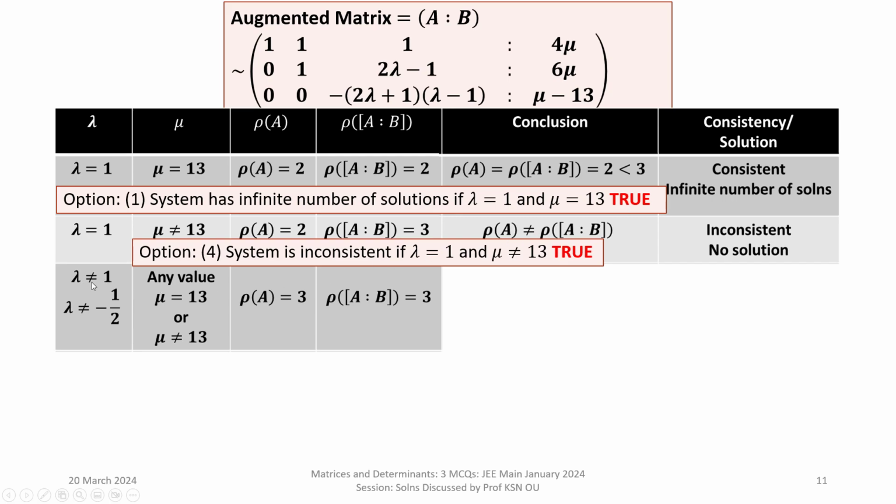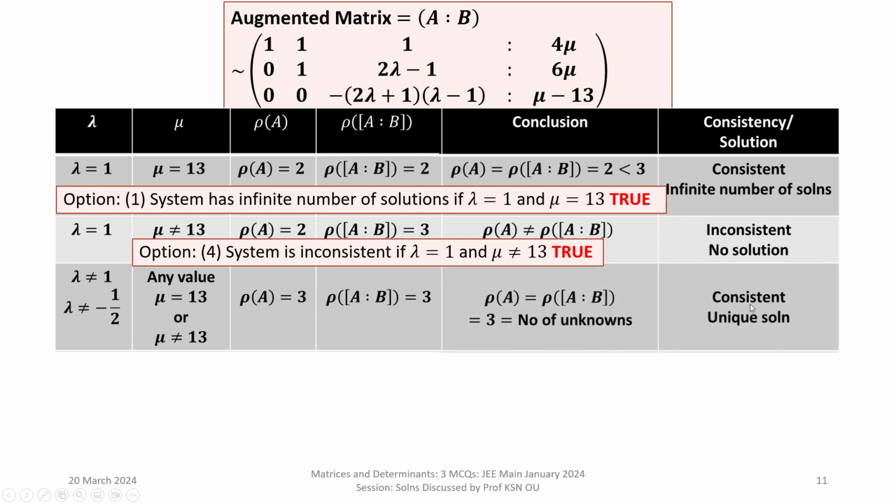Now take lambda not equal to 1, and lambda not equal to minus 1 by 2. I have told you that lambda has two values. Both are not equal, then this is not equal to 0. Then the rank of A, the coefficient matrix, is 3, irrespective of the value of mu. Mu is 13 or mu not equal to 13, whatever it is, the rank of the augmented matrix is also 3. They are equal and equal to the number of unknowns. Therefore, it is consistent and it has a unique solution in this case.